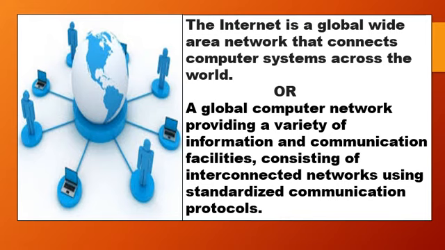What is internet? Internet is a global network of computers, or we can say the internet is a global wide area network that connects computer systems across the world. A global computer network providing a variety of information and communication facilities consisting of interconnected networks using standardized communications protocols. As we already know, Internet is a global network of computers.